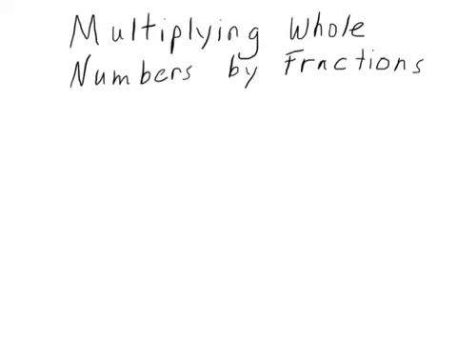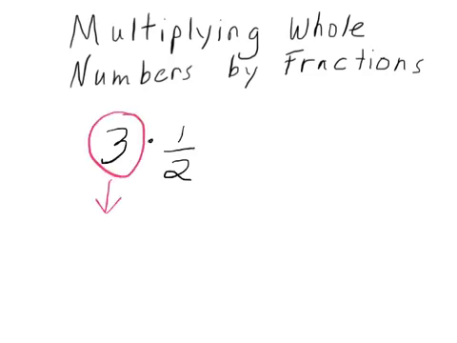In this lesson, we're going to look at how to multiply whole numbers by a fraction. So here's an example: 3 times a half. In order to multiply the fractions, you have to first take your whole number and change it into a fraction.